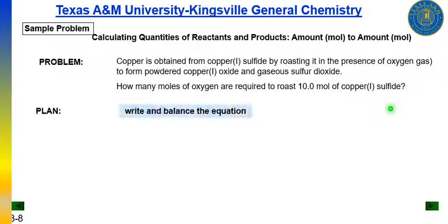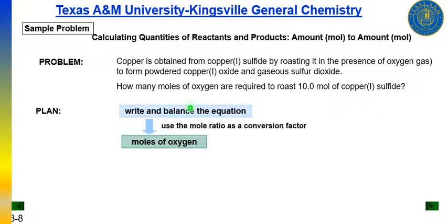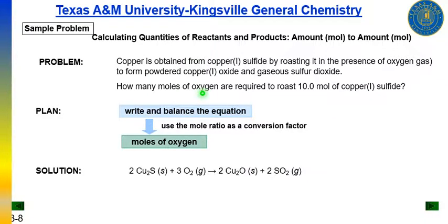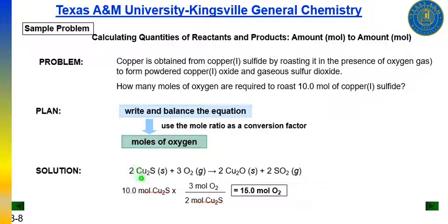Our plan. First of all, you are going to write down the balanced reaction, and then you are going to use the molar ratio as the conversion factors from your reactants to products or vice versa. Solution. So you write down the balanced reaction. Copper(I) sulfide, which is a solid, reacted with your oxygen gas, produces copper(I) oxide, so Cu2O, and sulfur dioxide.